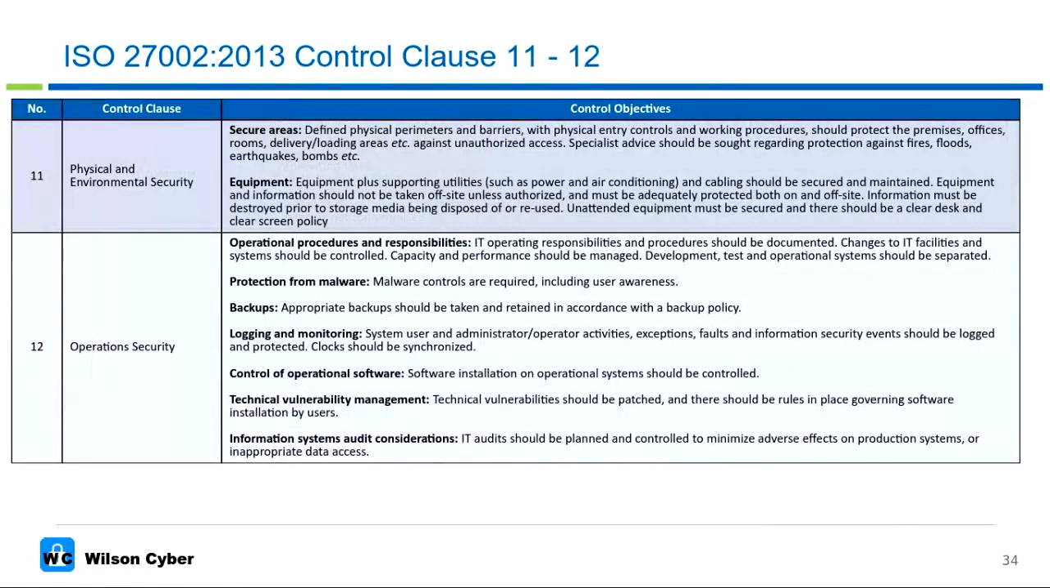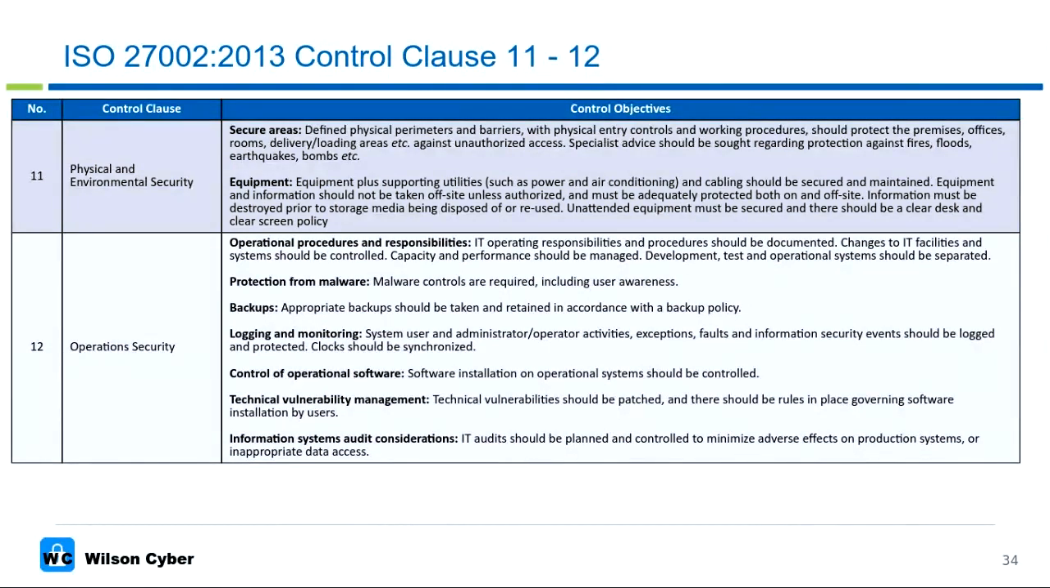Physical and environmental security control clause. There are 2 control objectives. Secure areas are defined physical perimeters and barriers with physical entry controls and working procedures should protect the premises, the offices, the room, delivery loading areas against unauthorized access. Specialist advice should be sought regarding protection against fires, floods, earthquakes, bombs, etc.